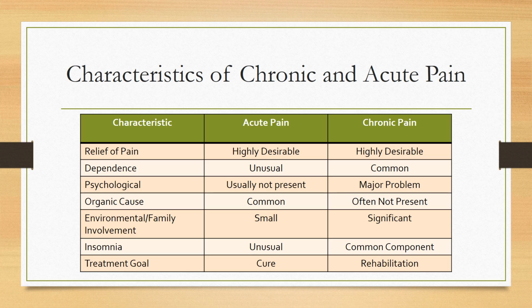So the cause, organic, is usually common with acute, but chronic pain, it's often not. And then environmental family involvement is usually insignificant with acute pain, but kind of similar to that psychological problem, this is a significant problem. And then insomnia, you rarely ever wake up from an acute event that causes pain. But with chronic pain, again, you're just in pain all the time. It worsens. Your drugs tend to stop working after a period of time.